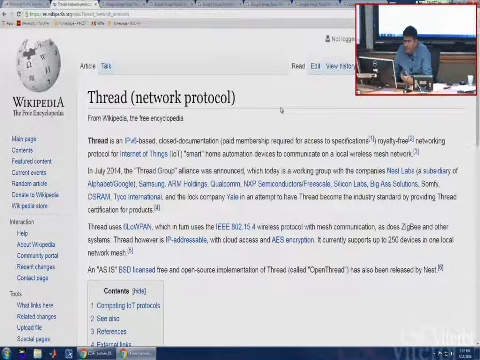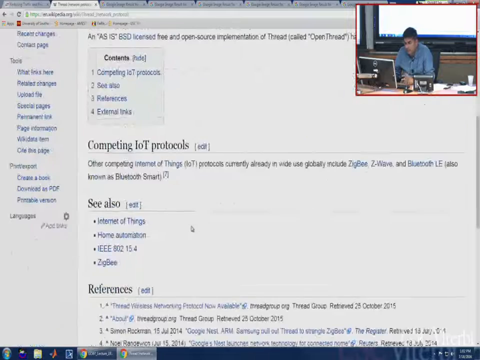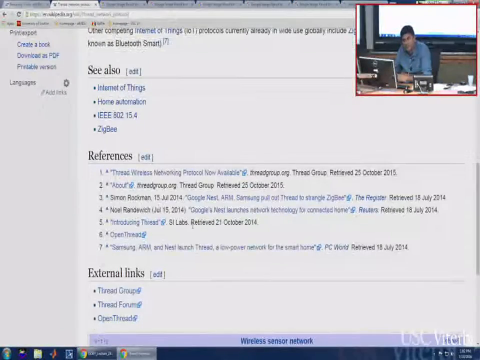So Thread is an industry alliance, about 2 years old, which includes Nest, the company that builds smart IoT systems for home, including HVAC applications and so on, as well as a bunch of other companies. And they came up with a multi-hop routing protocol for use in these low-power devices called Thread. Unfortunately, they haven't made the stack open just yet. I think it became open recently.